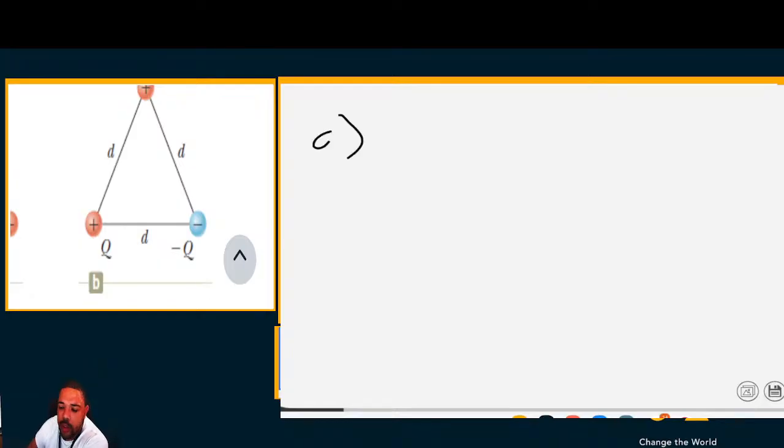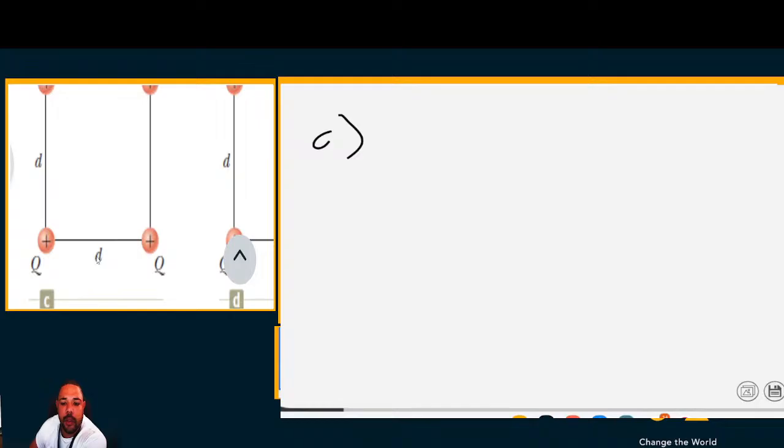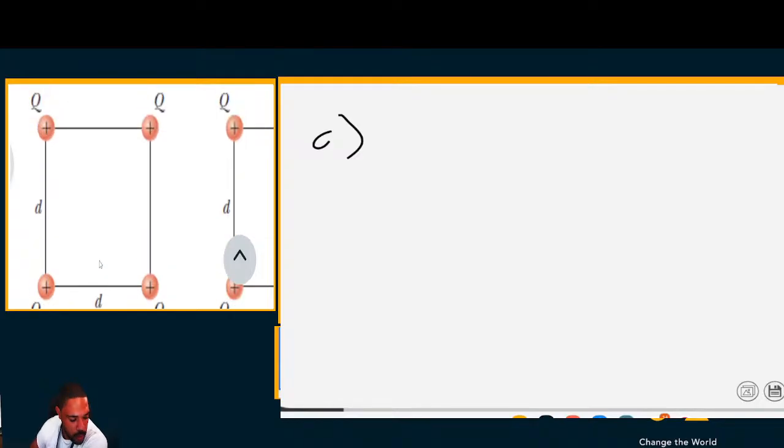C. Let's look at the setup for number C. This is all positive. We have done something like this before, but the charges were oppositely charged. In this case, there are 6 unique pairings as well. When you have a square, you have 6 unique pairings. Let me just calculate it.